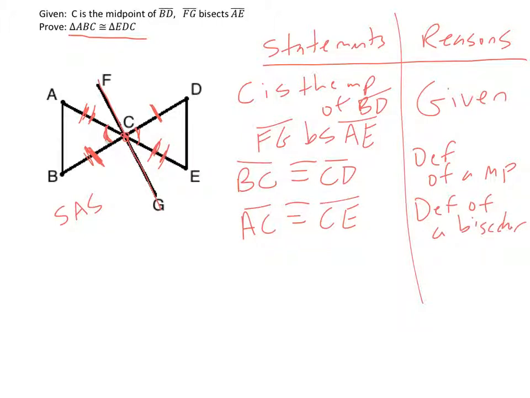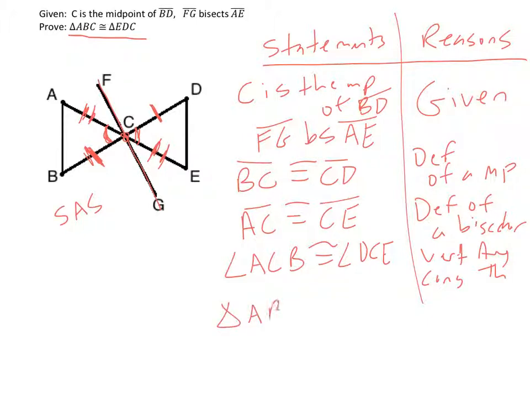I need to show that these angles are congruent, so I need to say that angle ACB is congruent to angle DCE, and the reason for that is the vertical angle congruence theorem, that vertical angles are congruent. And now that I've said all that, I can say that this triangle ABC is in fact congruent to triangle EDC. And again, just to do it correctly, I need to make sure I'm using the same order.